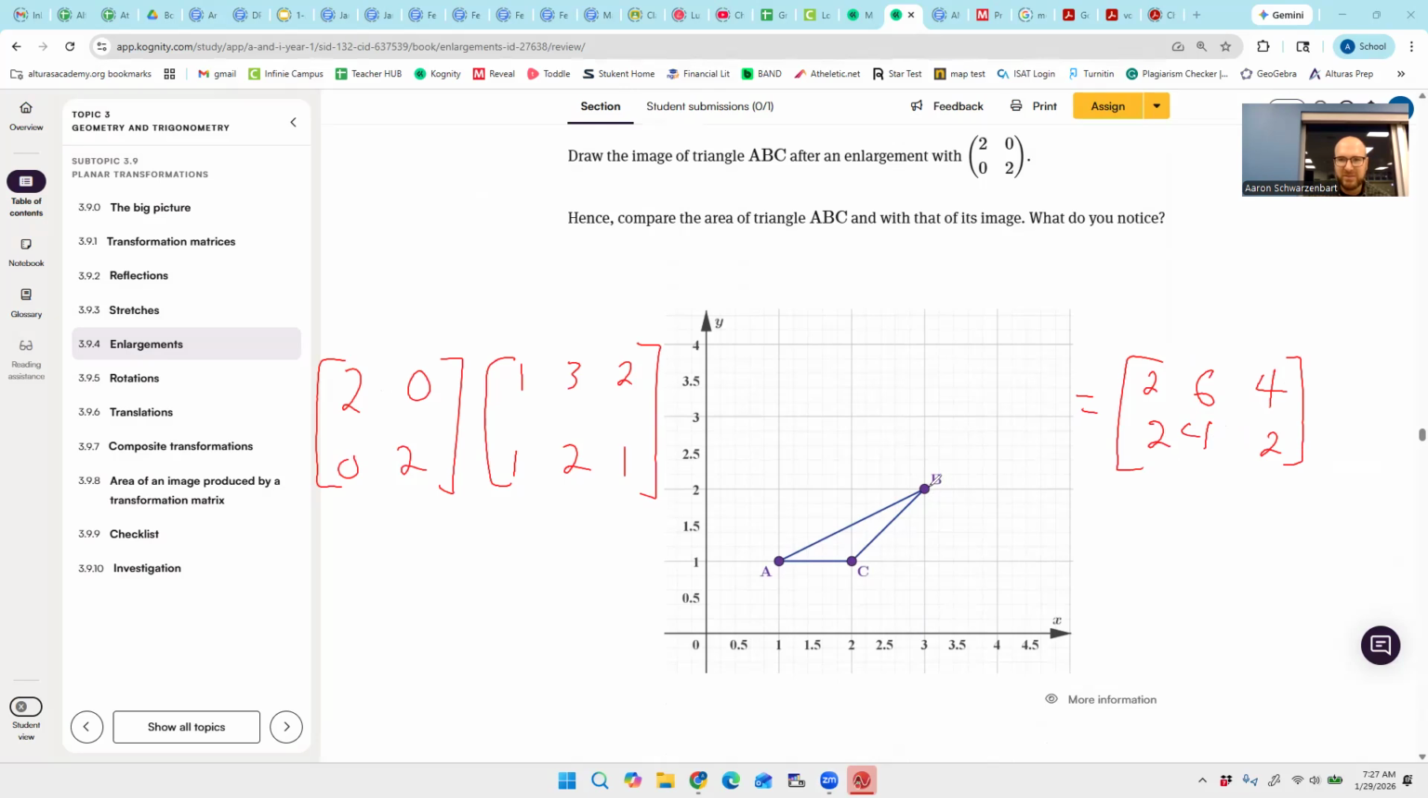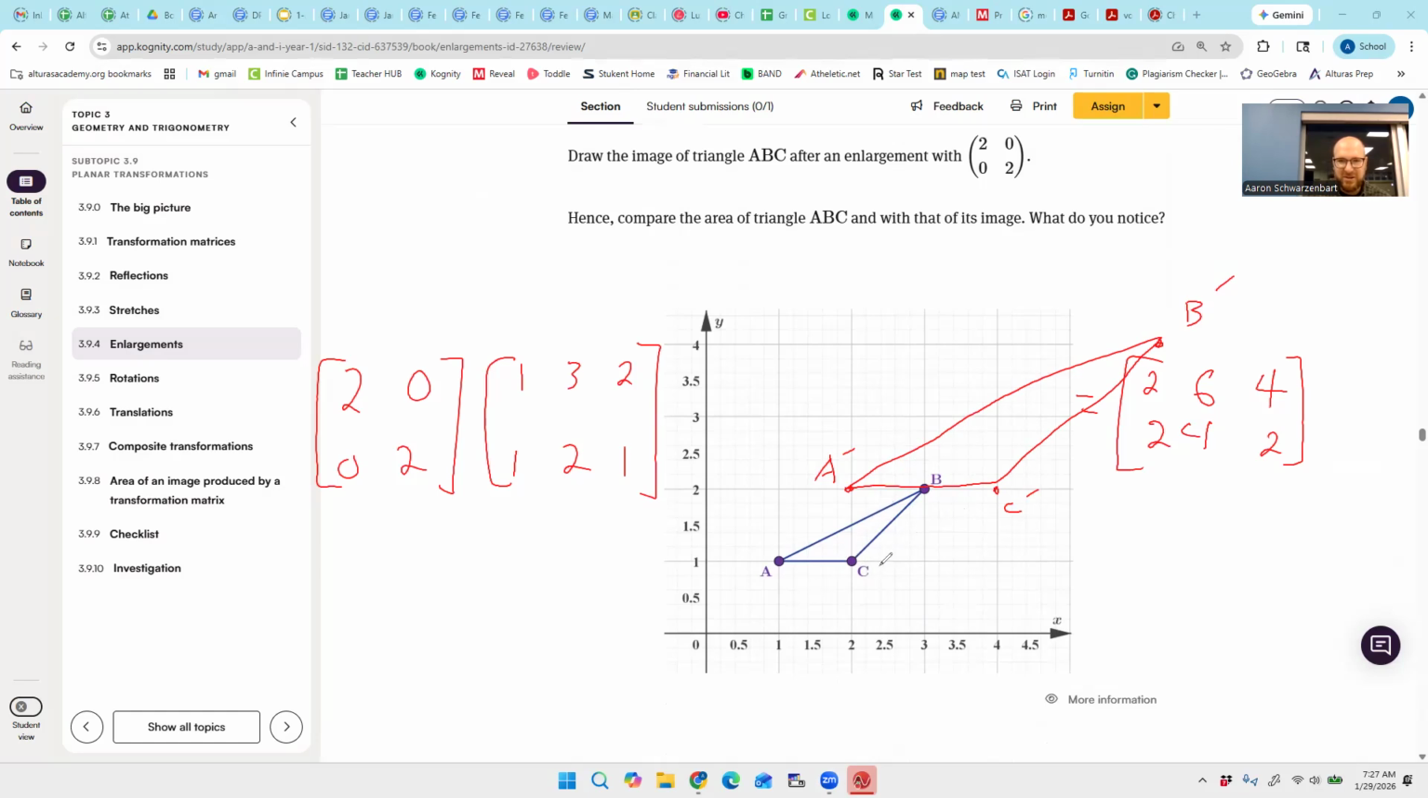So the new points become here, 6, 4, B prime. This is A prime. B prime, 4, 2, C prime. This triangle is definitely twice as large on each dimension.